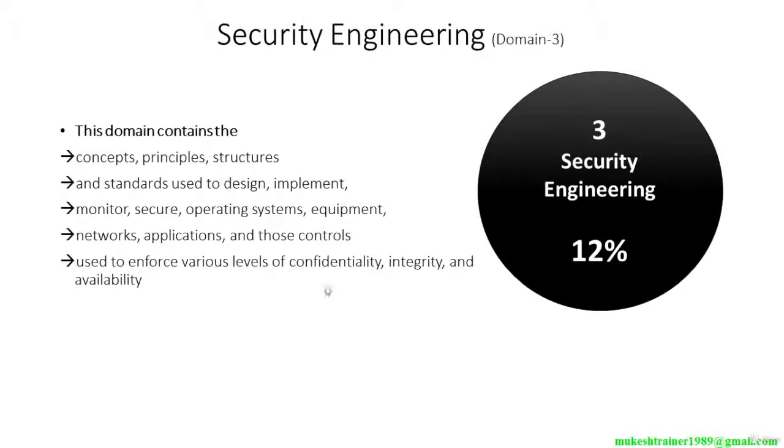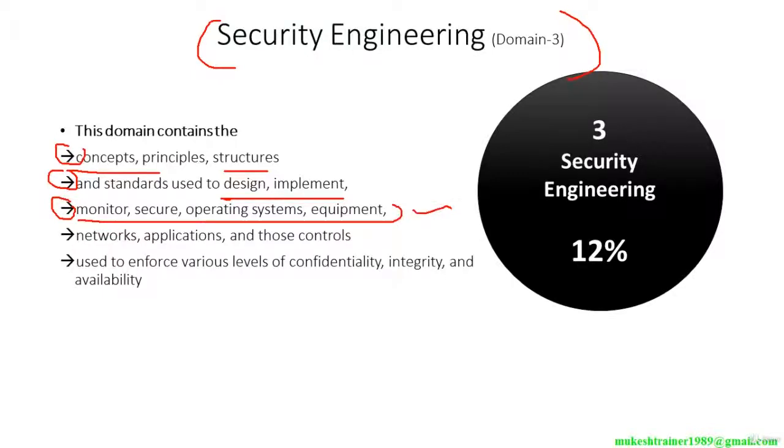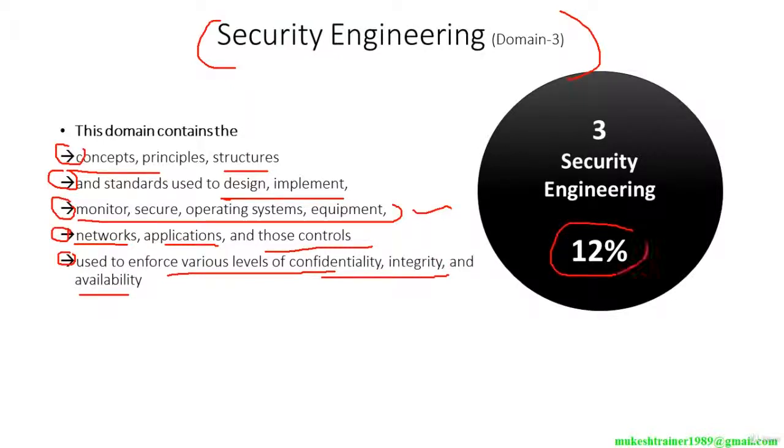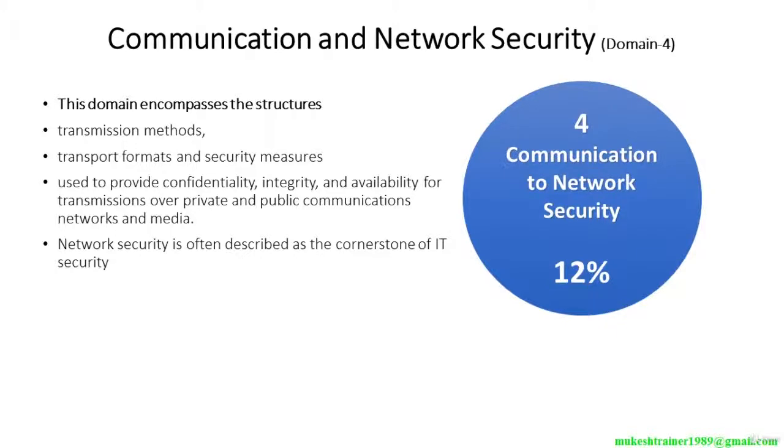The third domain is about security engineering. This domain is about the concepts, principles, structures and standards for designing and implementing, especially monitoring and securing operating systems and other equipment, networks and applications, and the controls we will talk about, used to enforce various levels of CIA, again confidentiality, integrity and availability. 12 percent of this will be covered in the examination.